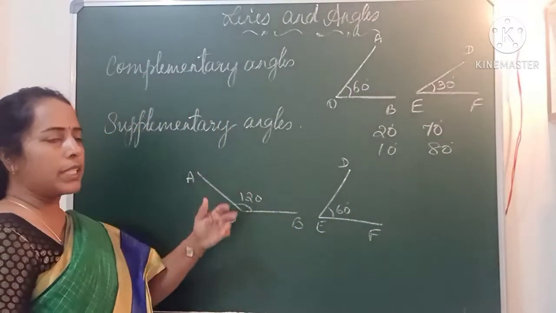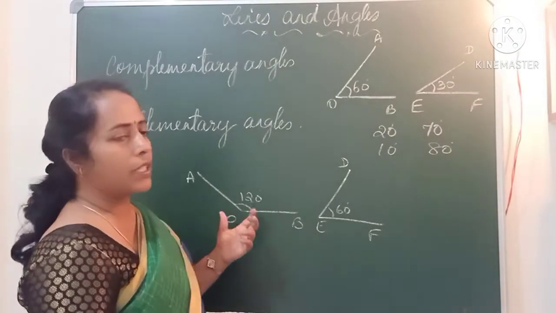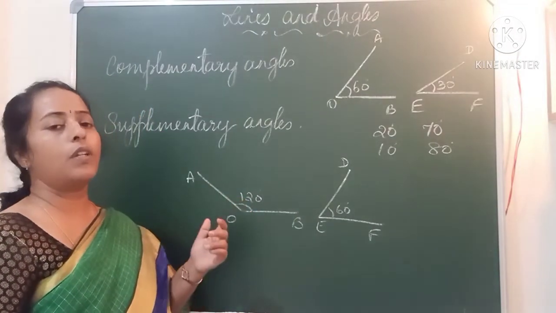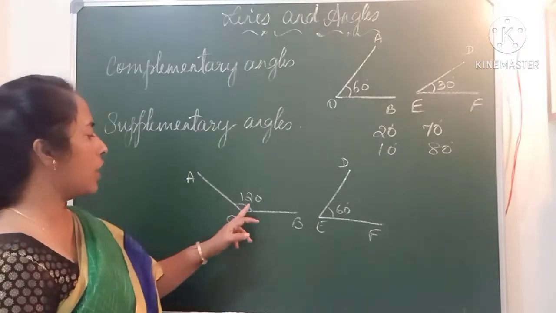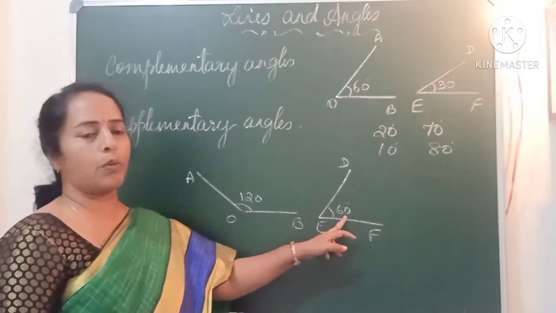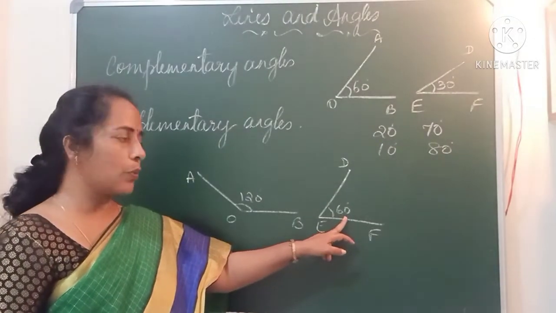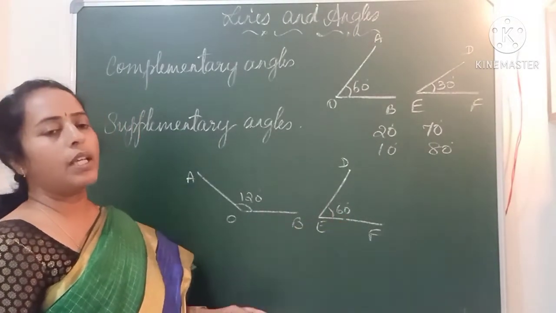Now supplementary angles. Supplementary angles means that if the sum of two angles is equal to 180 degrees, then they are said to be supplementary angles. So here if you had 120 and 60, what do you get? That is 180 degrees. So they are said to be supplementary.